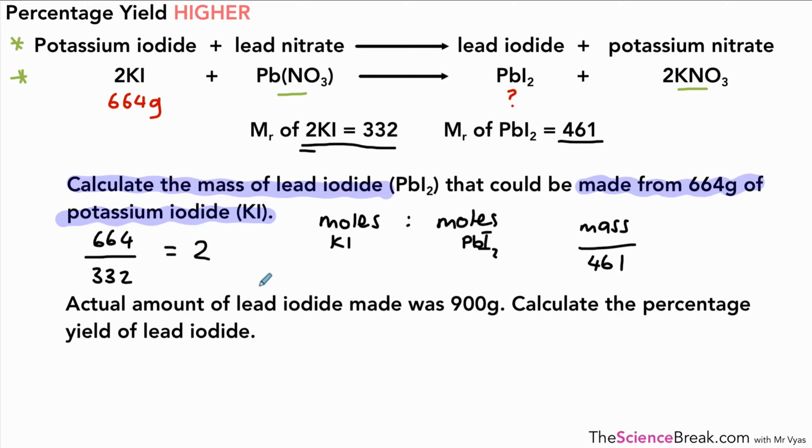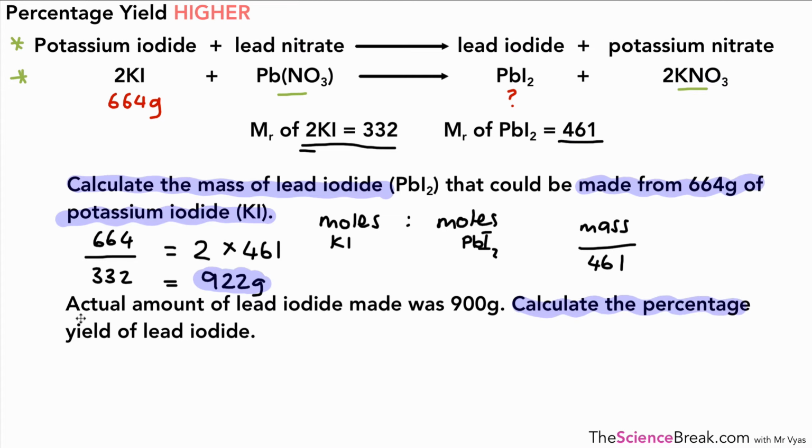Okay, so we can treat this ratio sign as an equal sign. So 664 divided by 332 is 2. Multiply it by the 461 from the other side of the equation. And that gives us an answer of 922 grams. So the amount of lead iodide that could be produced, in theory, is 922.